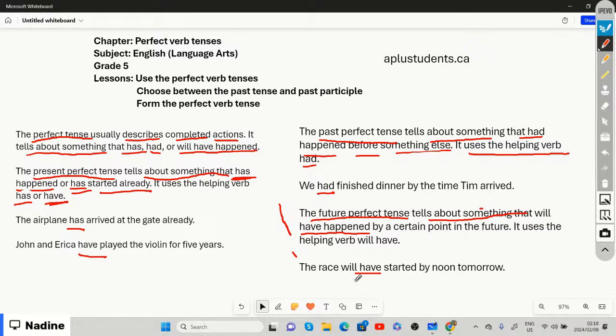All right. So we're doing perfect verb tenses, right? And remember, verb is to do with the action. It's an action word. So if you're doing verb tenses, then it is the action that they do at these specific times.